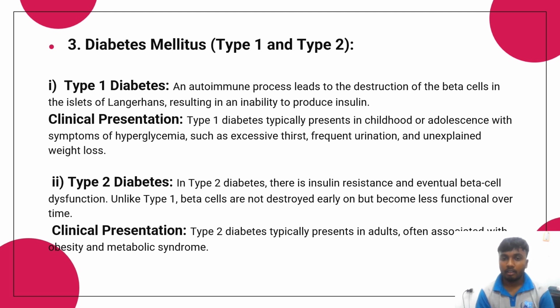Clinical presentation. Type 1 diabetes typically presents in childhood or adolescence with symptoms of hyperglycemia such as excessive thirst, frequent urination, and unexplained weight loss. Type 2 diabetes. In type 2 diabetes, there is insulin resistance and eventual beta cell dysfunction. Unlike type 1, beta cells are not destroyed early on but become less functional over time. Clinical presentation. Type 2 diabetes typically presents in adults, often associated with obesity and metabolic syndrome.